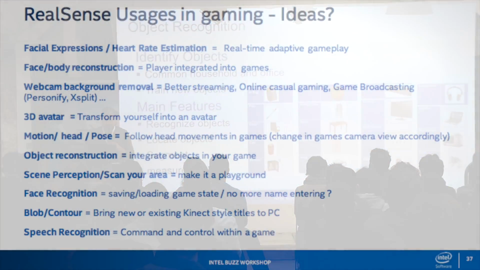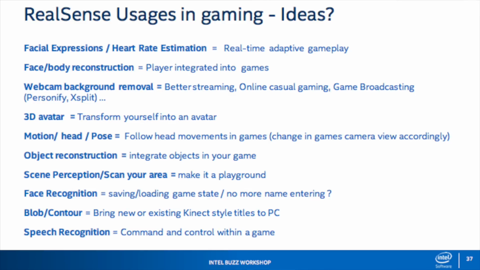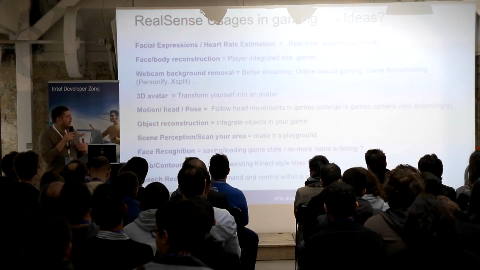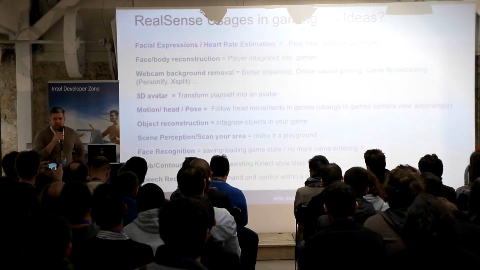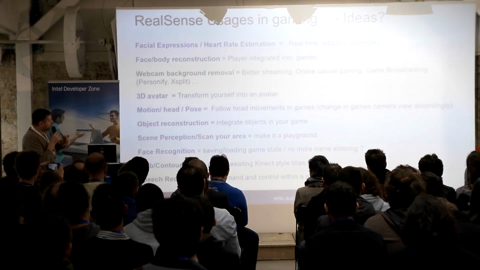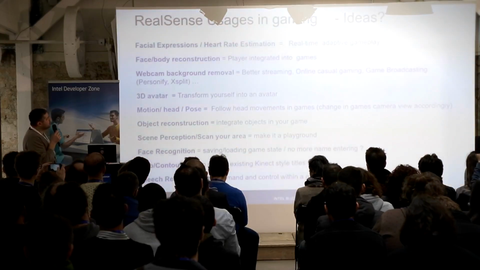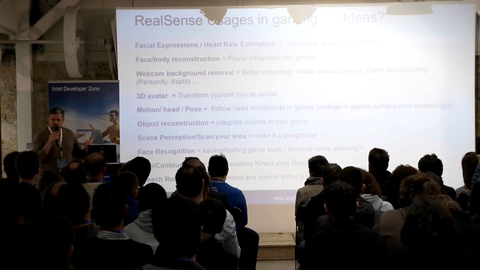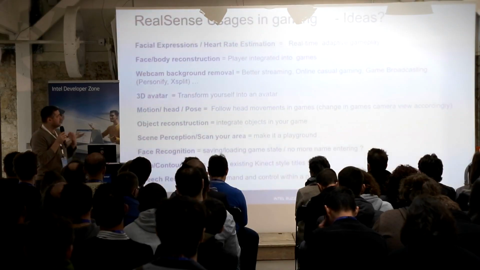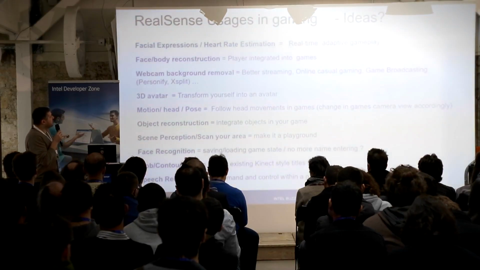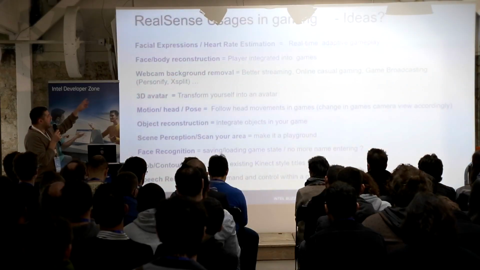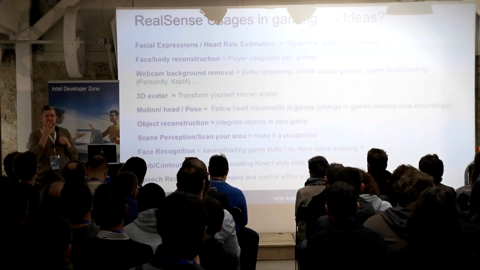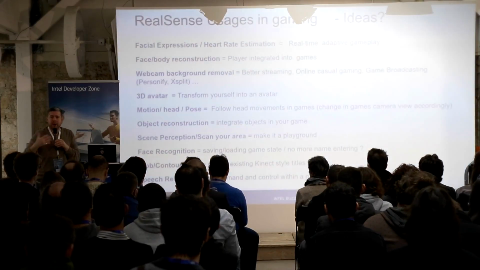Okay, skip this. Okay, this is quite important. I mentioned quite a few things here. How can a lot of this be used for gaming? This is something that I sort of thought about. Facial expressions, heart rate: you can adapt your gameplay in real time for how you're feeling, which could be a good one. Face and body scanning: you can scan yourself and you can be part of your game.